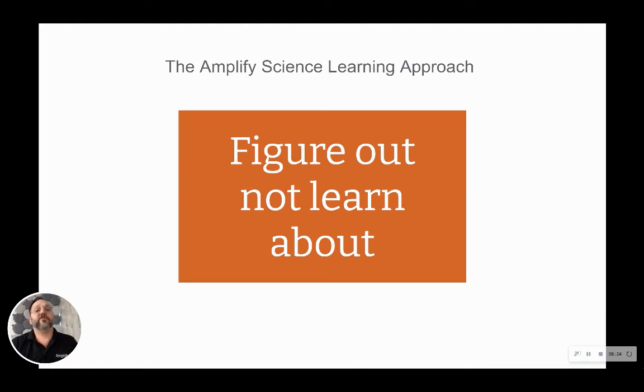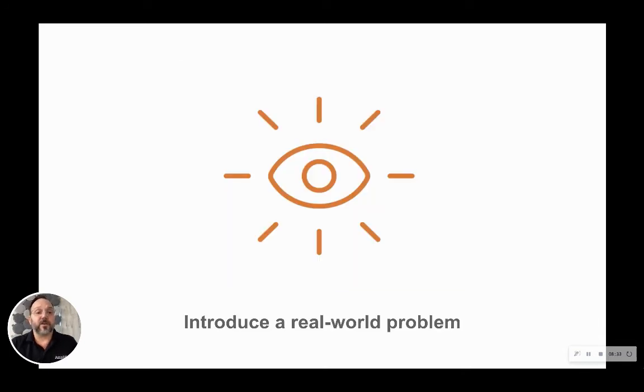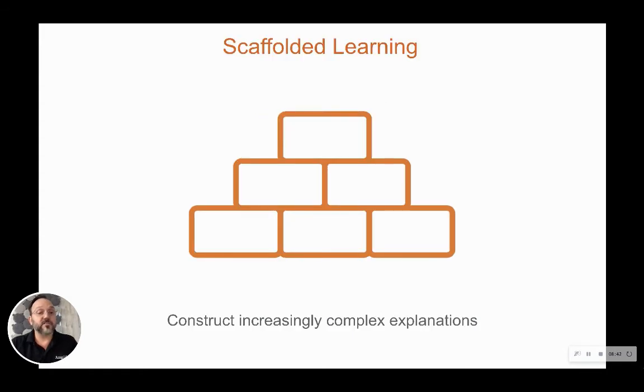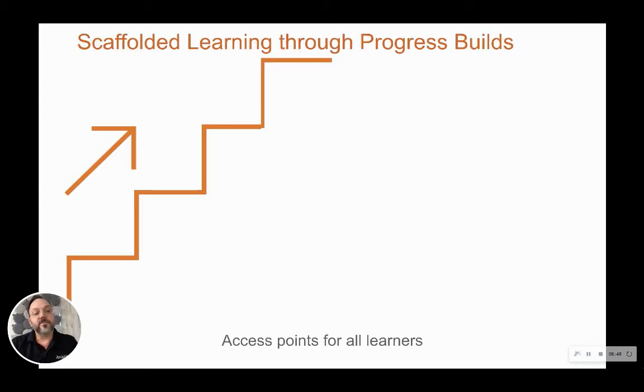So let's cover the Amplify science learning approach, where we really shift the instructional focus off of you as a teacher and let the students figure out, not just learn about, these particular phenomena. So you're going to kick off the unit by introducing that real world problem, and students are going to collect evidence from multiple ways of collecting evidence in those different sources until they can build up their foundational knowledge and show depth of understanding. This is all done through a scaffolded learning process called a progress build. And this is very important because it provides an access point for all learners.